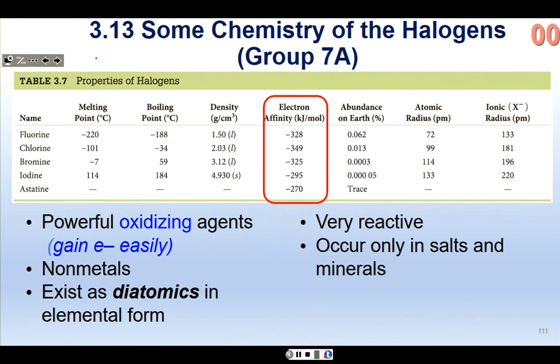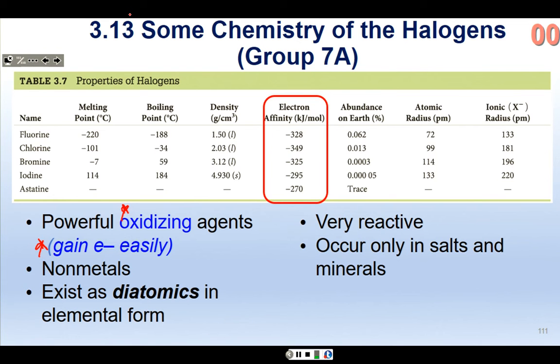Their properties are shown here in a chart. The one of most relevance to us is electron affinity. The electron affinity tells us that these elements, in a relative sense, are going to give off the most energy when electrons are gained. They gain electrons easily. This is described as being an oxidizing agent when they take electrons from other atoms and compounds. That's what they're known for as halogens.